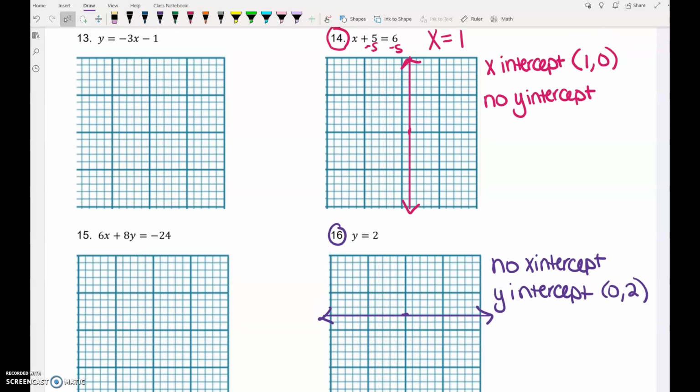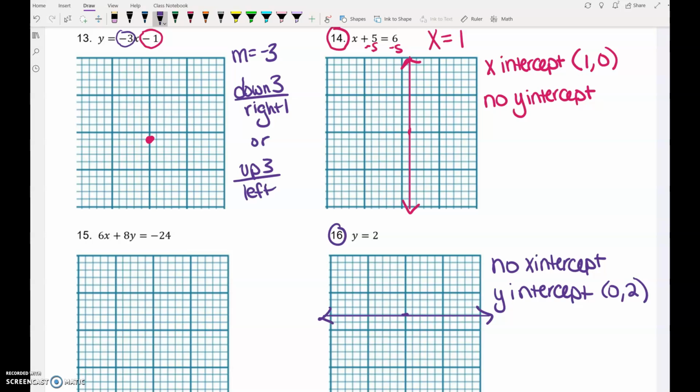The other two examples today are reviewing graphing with slope-intercept form and graphing with standard form. So number 13, we can do this really fast. The y-intercept is -1. Remember, that's where you cross the y-axis. So make sure you're putting the dot on the y-axis, 1 down from the origin. Your slope is -3. That means down 3, right 1, or up 3, left 1.